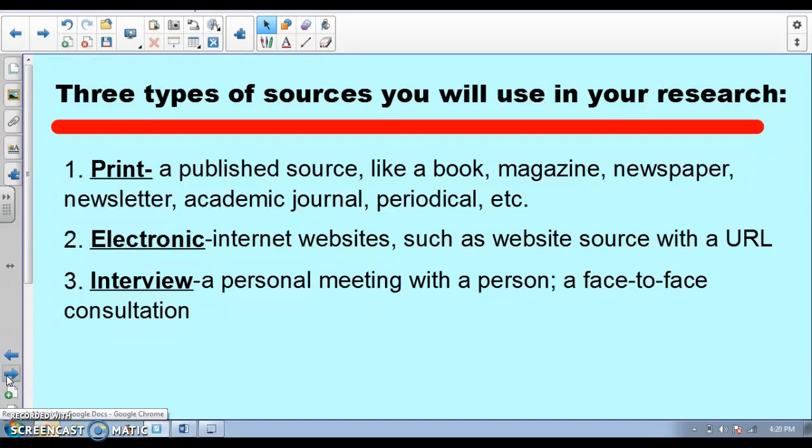So a print source is just a published source, like a book, a magazine, a newspaper, a newsletter, academic journal, periodical. It's something that you are holding in your hand. It is a published print source. So just think paper. It's going to be on paper. It's nothing on the internet. A print source is just your book or your journal.